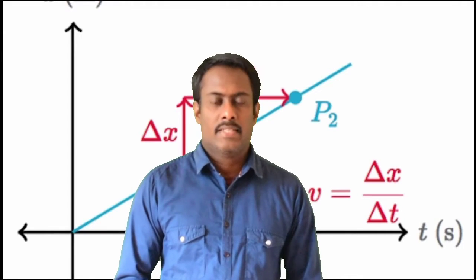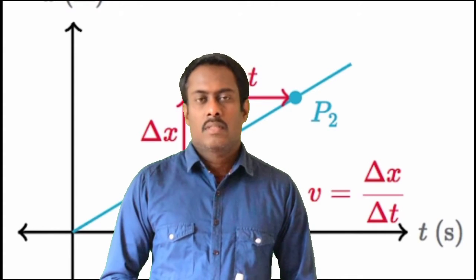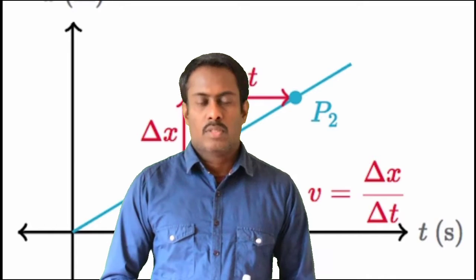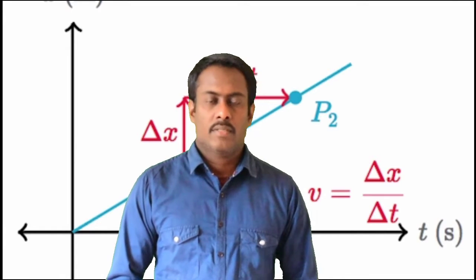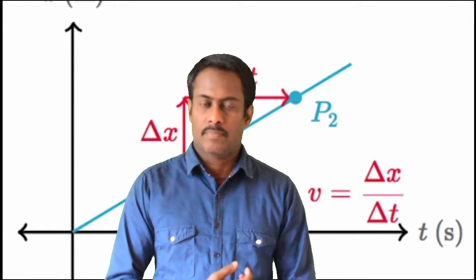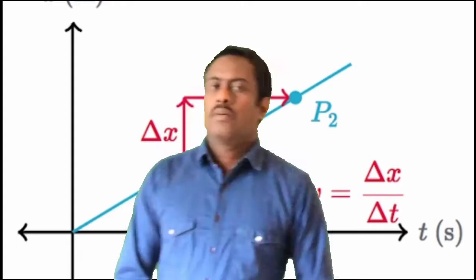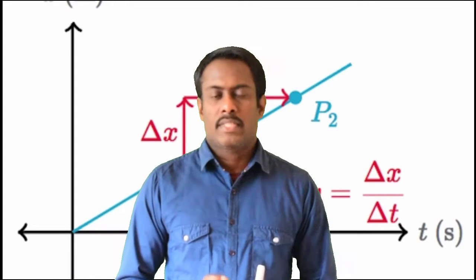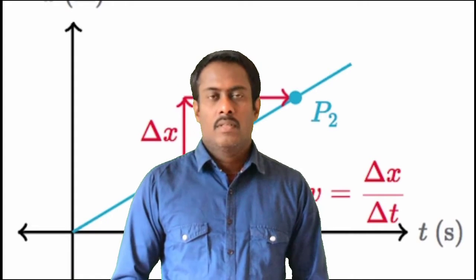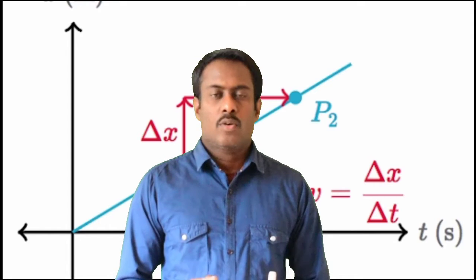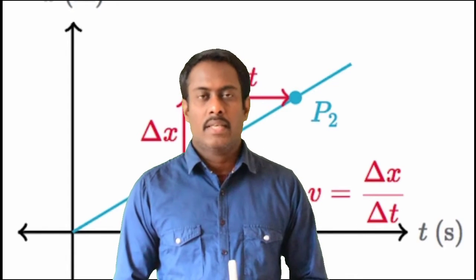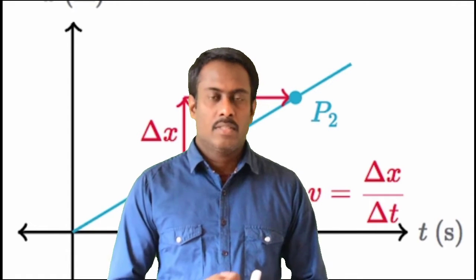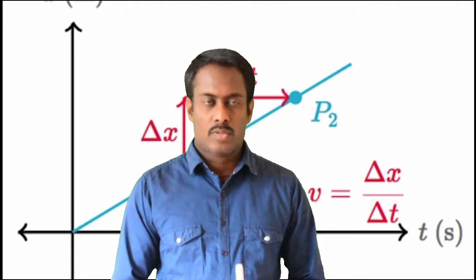Then the average speed is generally termed as the total path length, or the total distance covered by the object, divided by the time interval or the time taken. Velocity of a moving object can be defined as the displacement of an object within a given time interval.